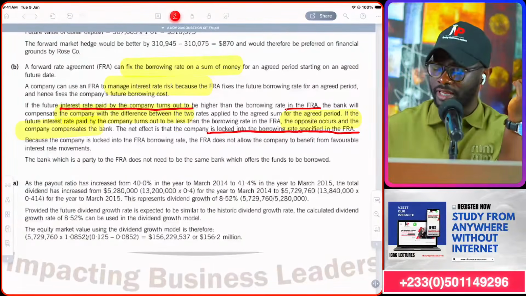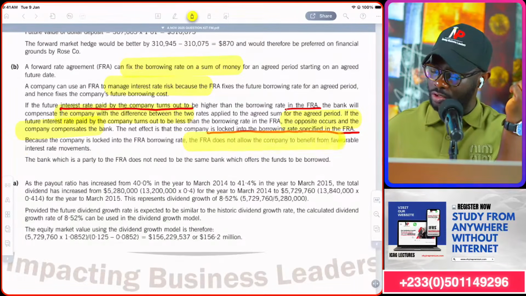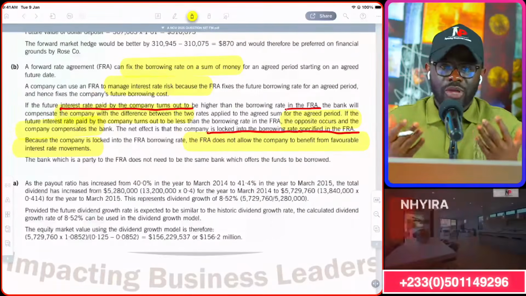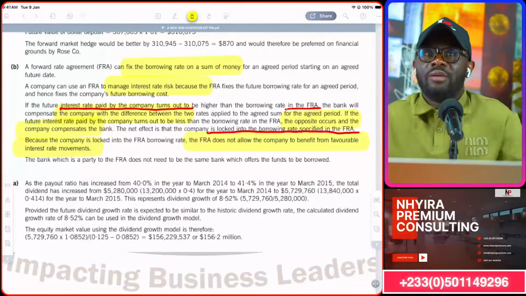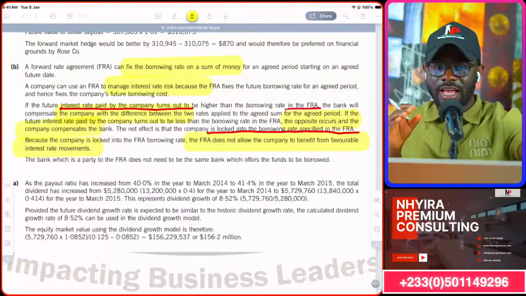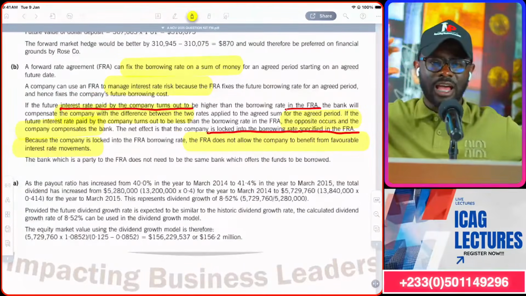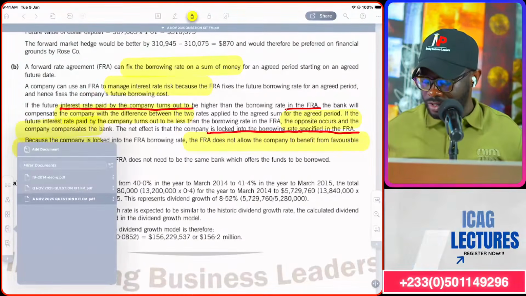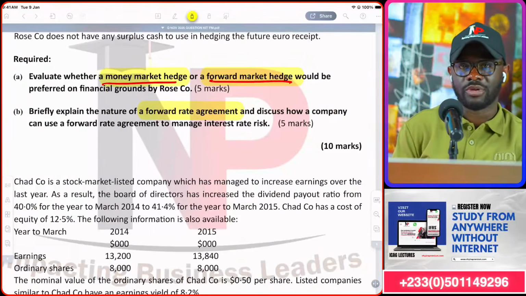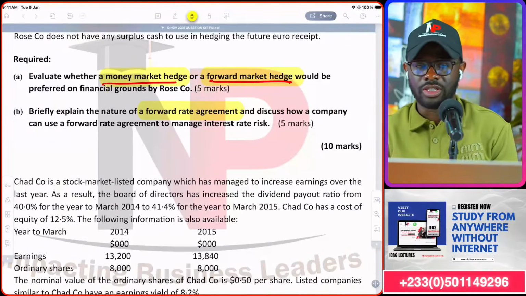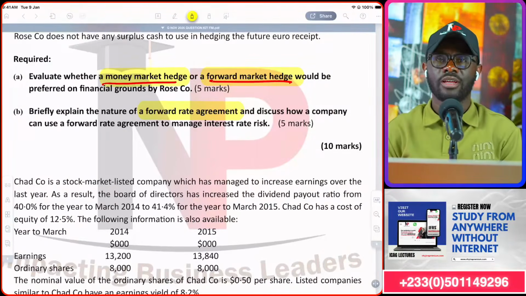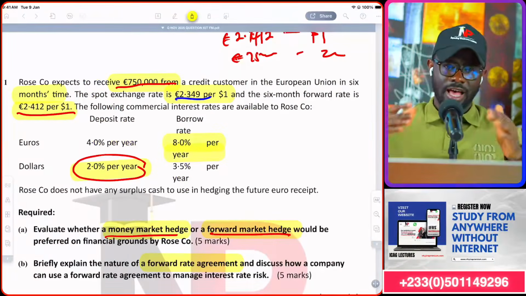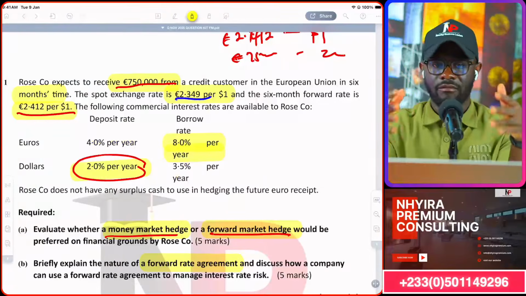Now, what happens technically is that the FRA doesn't allow the company to benefit from favorable interest rate movement, because you're going to pay me what we agreed that you will pay me. And the reason why the company will enter into such an arrangement is because the company is afraid that interest rates will rise above what they are supposed to be. That is the idea about the forward rate arrangement and how businesses use it to deal with issues in respect of interest rate risks. And those are some issues that I want to bring to your attention under the treasury management environment.